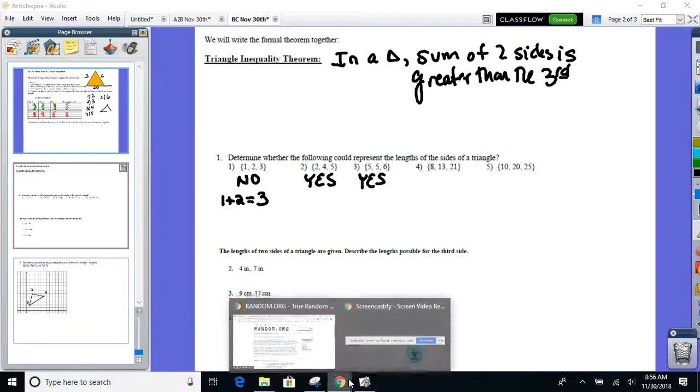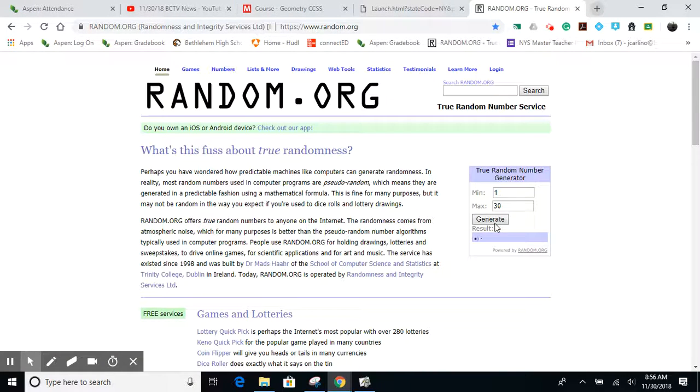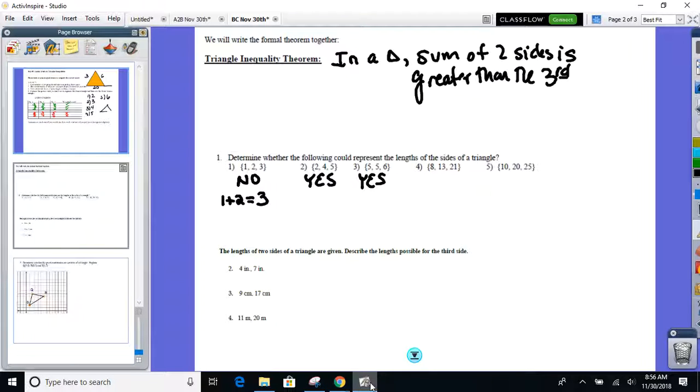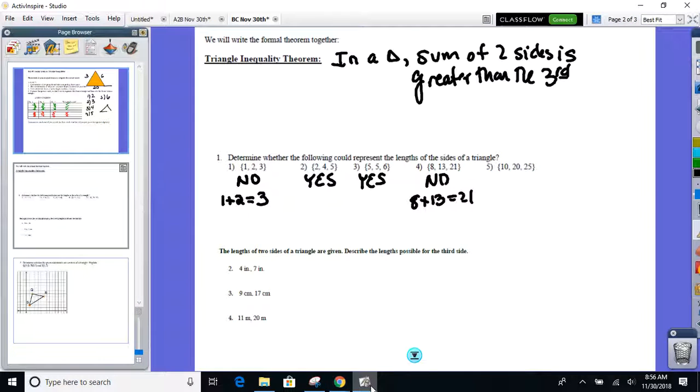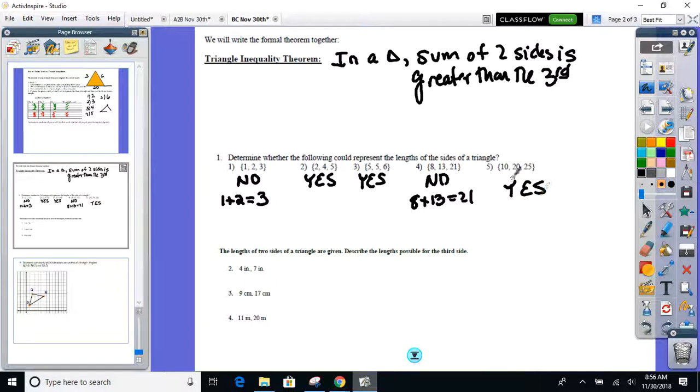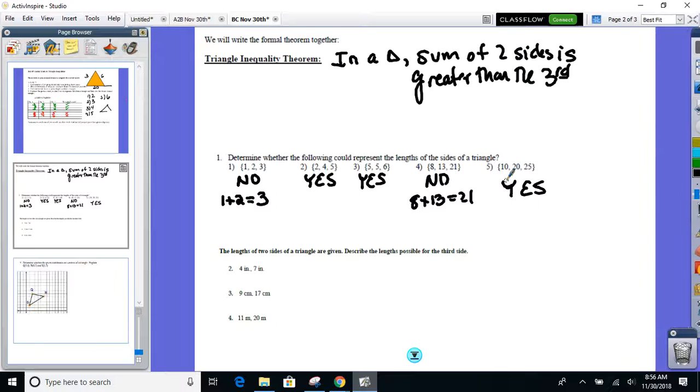How about 8, 13, 21? Nope. Why not? 8 plus 13 is 21. It's got to be greater than that third side. And then finally, how about 10, 20, and 25? Yes. Yes, nice job.